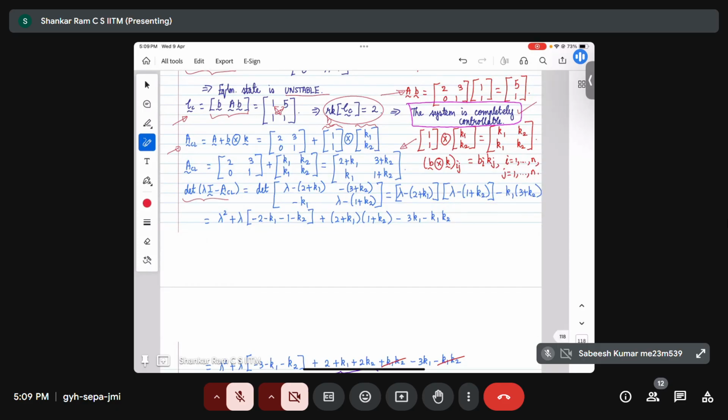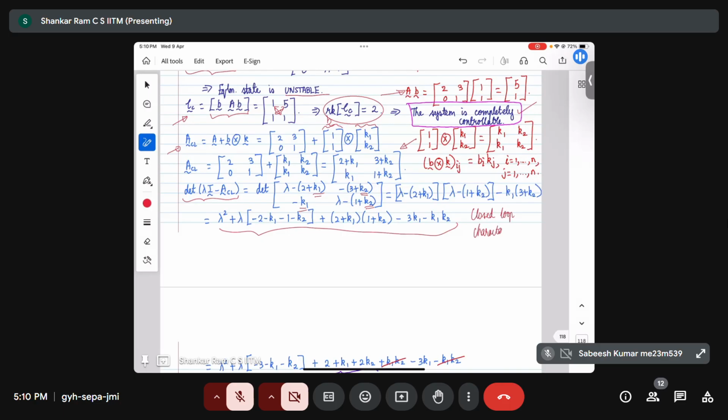So we essentially calculate the determinant of lambda I minus ACL. So we take this ACL. Of course, right now we'll have it in terms of K1 and K2, right? Because K1 and K2 are unknown. So if we process this, we get a second order polynomial in lambda, which is of this form. Okay, so we essentially have this as the closed loop characteristic polynomial.